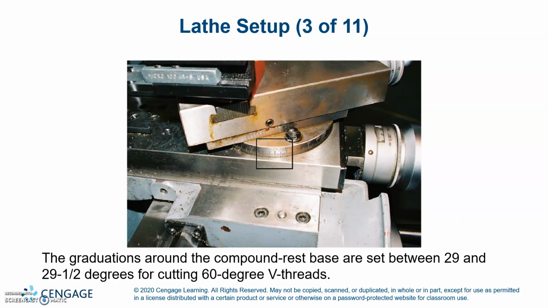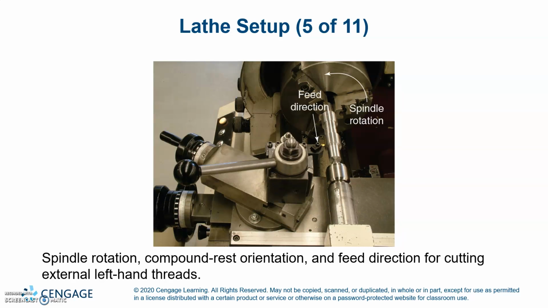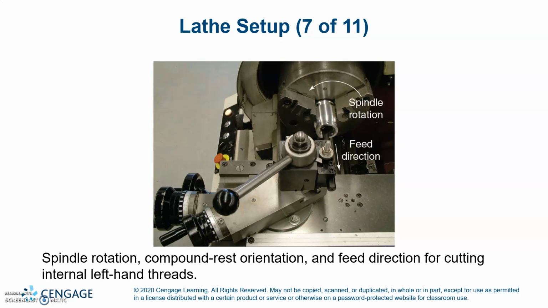The graduations on the compound rest base are set to between 29 and 29.5 degrees for cutting 60-degree V threads. Spindle rotation, compound rest orientation, and feed direction for cutting external right-hand threads. Spindle rotation, compound rest, and feed direction for cutting external left-handed threads. Spindle rotation, compound rest orientation, and feed direction for cutting internal right-hand threads. And for cutting internal left-hand threads.